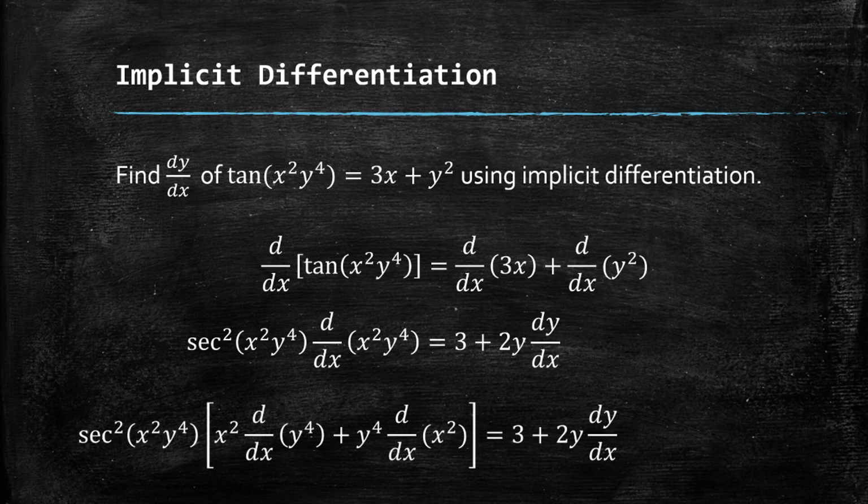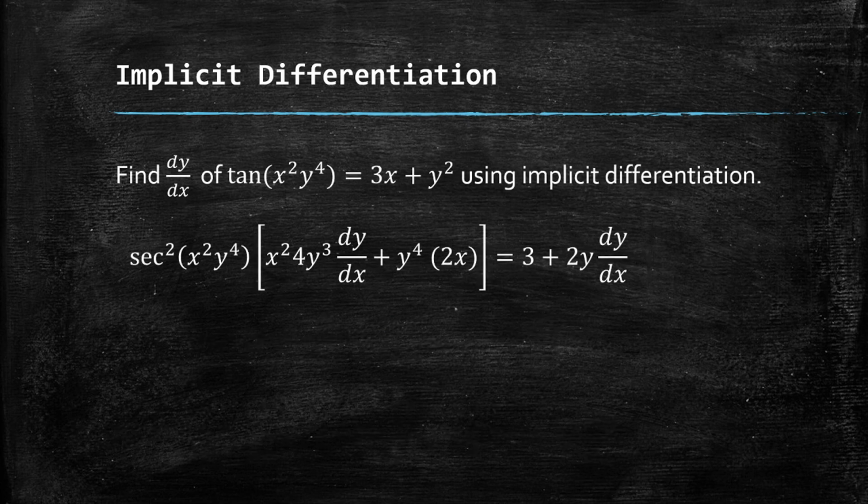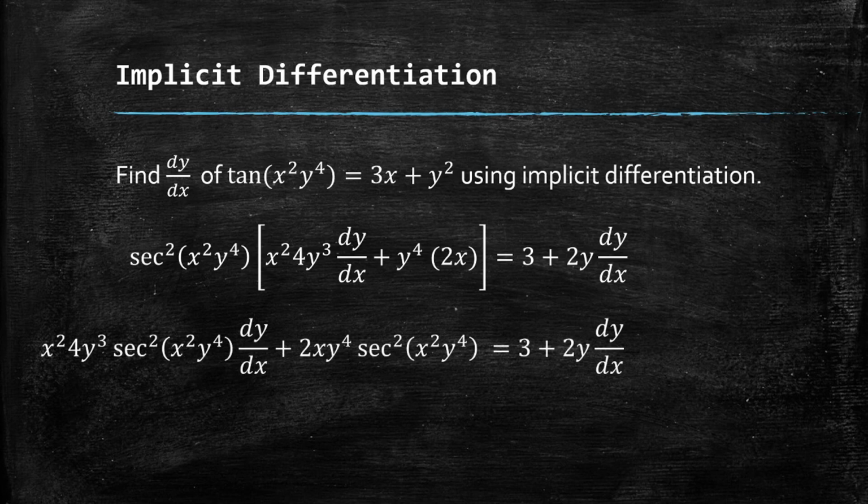And of course, inside we have x squared y to the 4th, so we're going to apply the product rule. That's why we have x squared times the derivative of y to the 4th with respect to x, plus y to the 4th times the derivative of x squared with respect to x. If we solve further, we'll get x squared 4y cubed dy/dx plus y to the 4th 2x. So we distribute the secant to our terms here, and we'll get this.